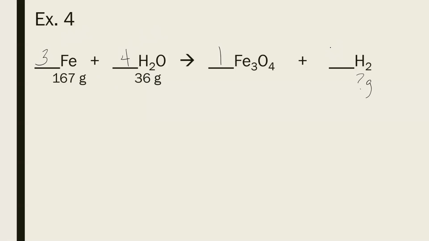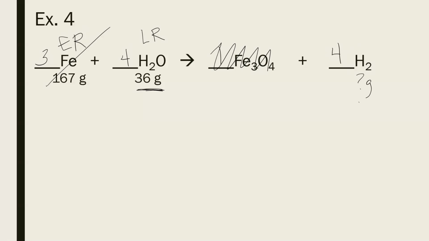The first step is to determine which is the limiting and which is the excess. Now that we know that, I'm actually going to cross out the excess because I don't need it. This is the only number I'm concerned with, and the only thing I'm worried about on this side is my unknown. So I don't even care about this. If you want to cross it off, that helps you do whatever you've got to do.